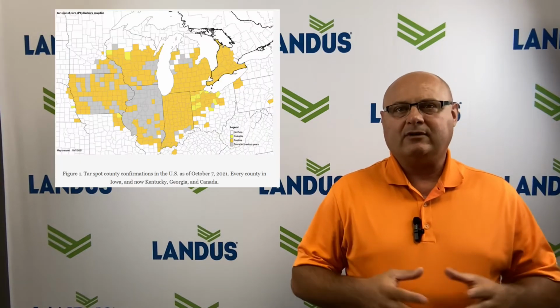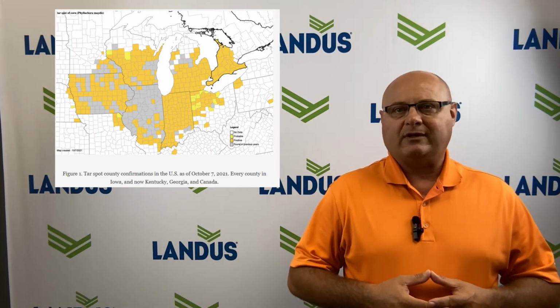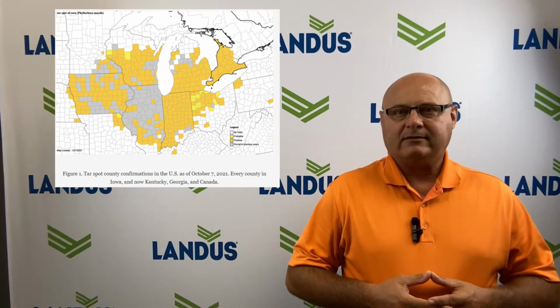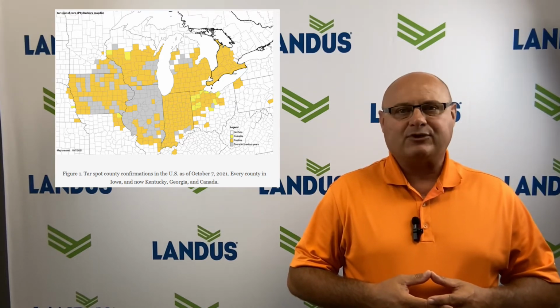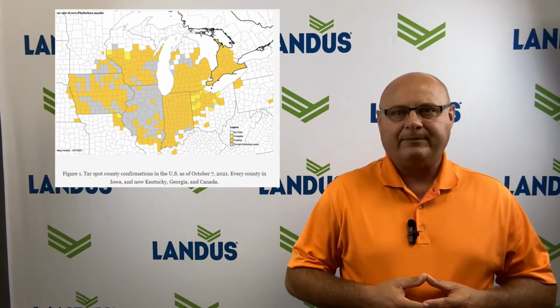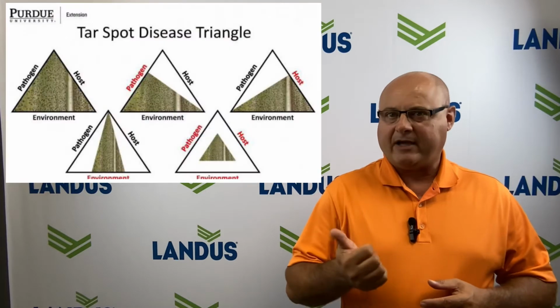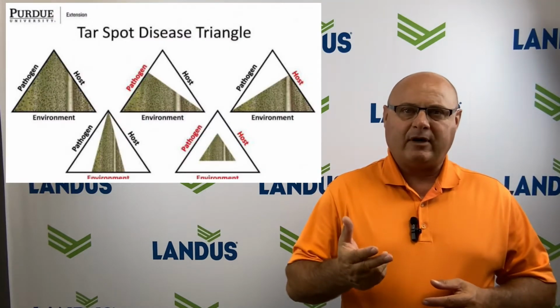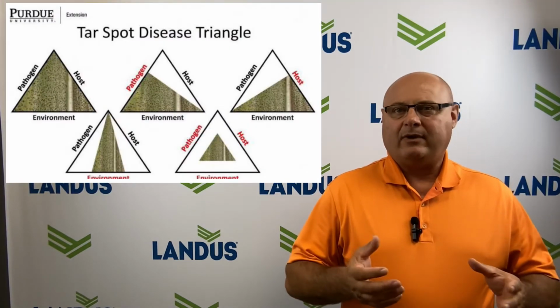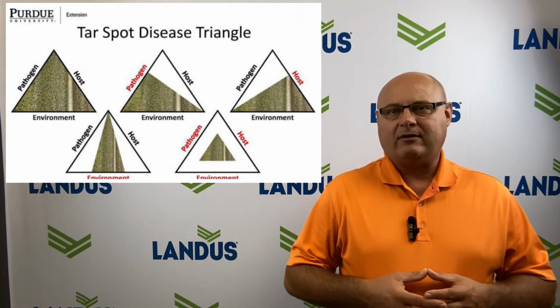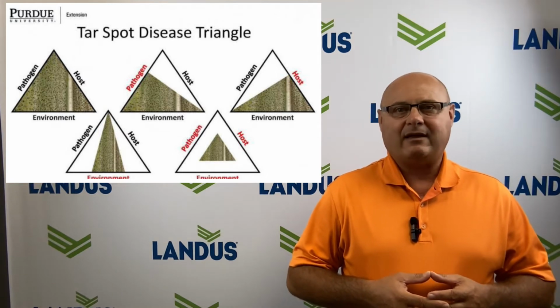We continue to see tar spot development in corn further west than ever before. In fact, tar spot has been confirmed by Iowa State University in each county in Iowa. It's important to remember that the disease only occurs if three things exist all at the same time: the pathogen, the host, and the environment. Manipulating a component or combinations of the disease triangle components influences the incidence and the severity of the disease.